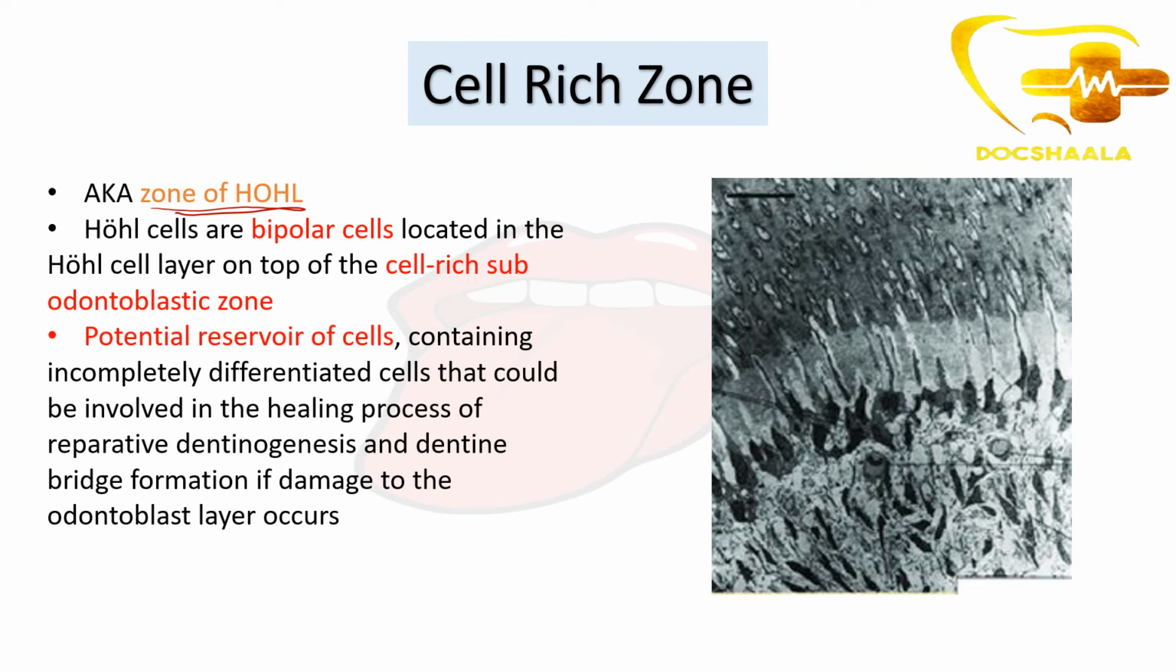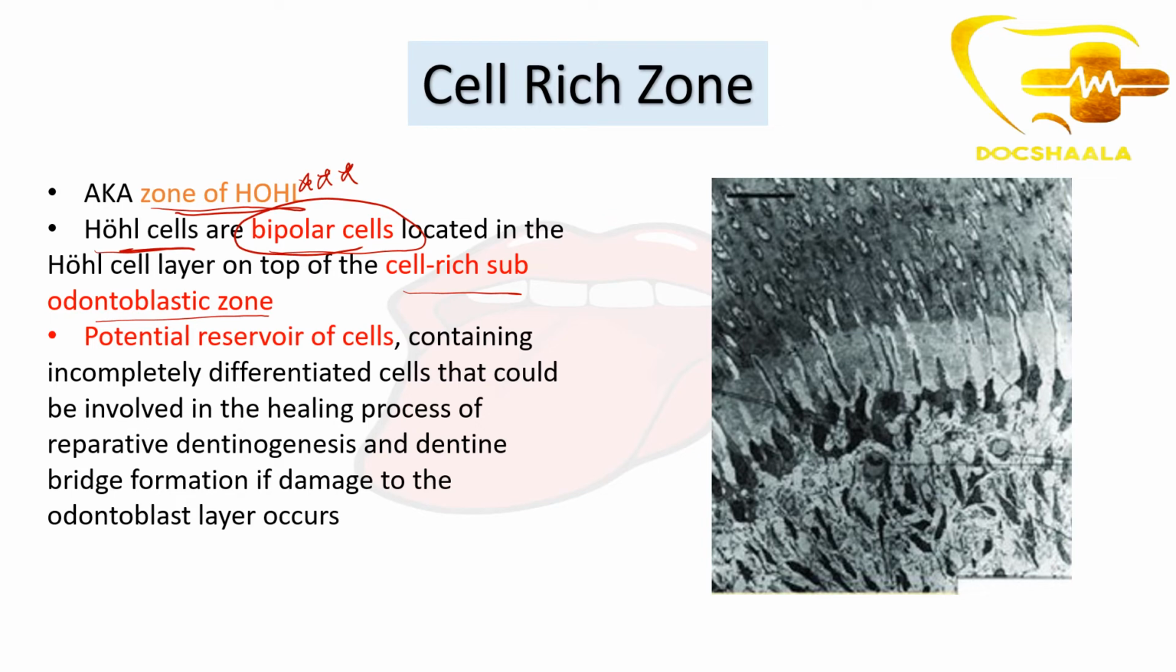So this is also important. You need to remember what is zone of Höhl. So this is zone of Höhl. What is Höhl? Höhl is nothing but a kind of cells, nothing but Höhl cells. So the Höhl cells are bipolar cells. They are located in the Höhl cell layer on the top of the cell-rich subodontoblastic zone.